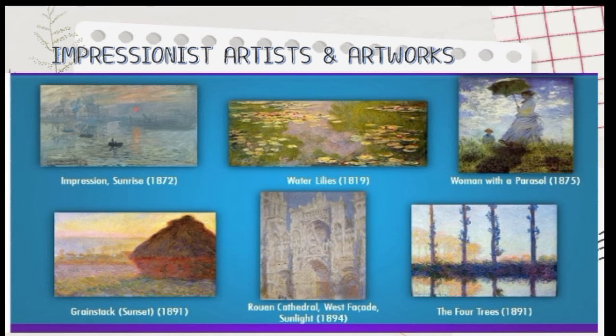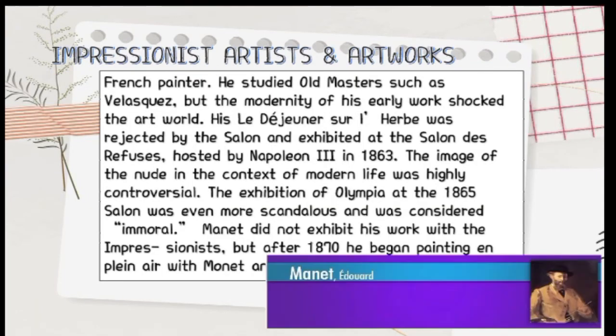Next one is Impressionist artists and artworks of Manet Edouard, a French painter. He studied old masters such as Velázquez, but the modernity of his early work shocked the art world. His Le Déjeuner sur l'herbe was rejected by the Salon and exhibited at the Salon des Refusés, hosted by Napoleon III in 1863. The image of the nude in the context of modern life was highly controversial. The exhibition of Olympia at the 1865 Salon was even more scandalous and was considered immoral.